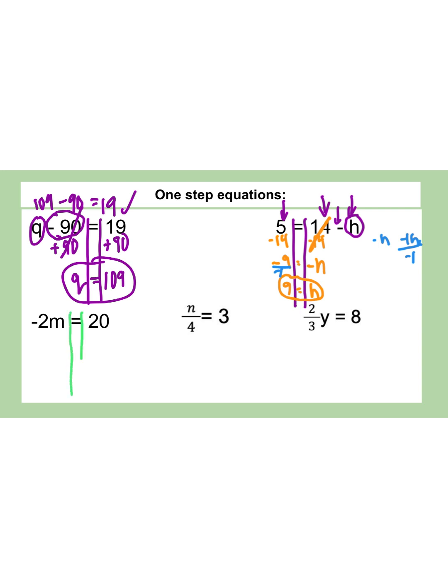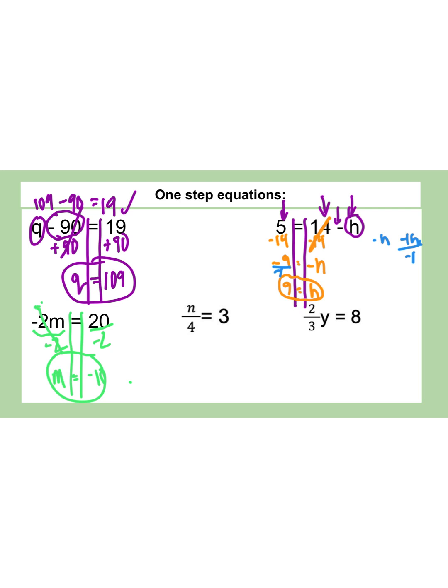I'm just going to divide both sides by negative 2, because when a number and a variable touch, that means multiplication. So to get rid of multiplying times negative 2, I'm going to divide by negative 2. That cancels those out. I have m on the left-hand side, and I have negative 10 on the right-hand side. Again, for all of these, you can plug that number back in. So negative 2, lost my pen here.